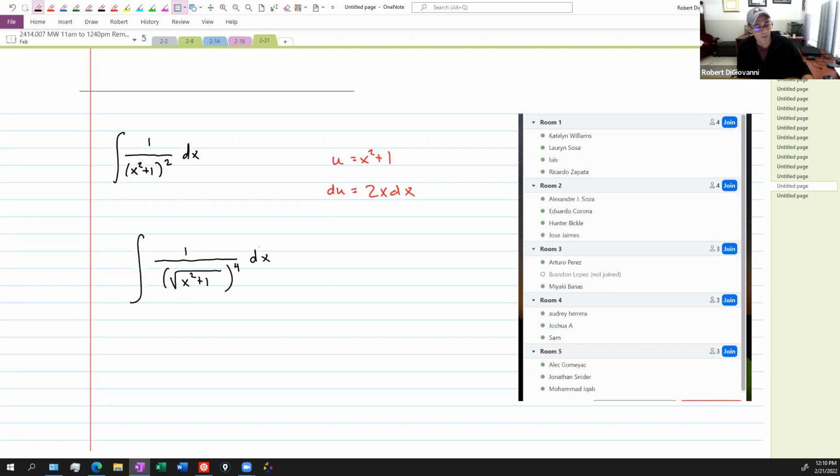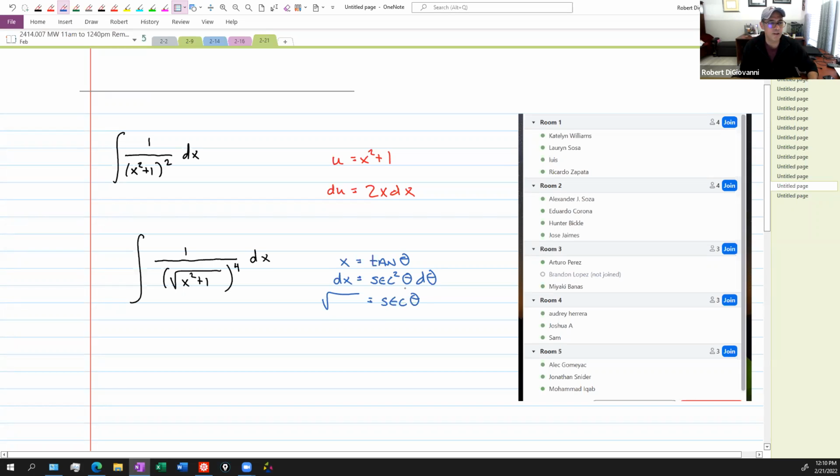So the trig sub I'm going to use here, I'd have to go back to last class. I'm going to replace x with a tan theta. Right, that was our trig sub. So this will just become tan theta. Dx will become secant squared theta d theta. And then the square root part will turn into just secant theta. Y'all understand what I'm doing here?